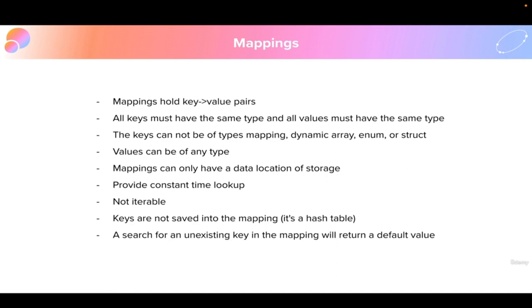The keys of a mapping cannot be of types mapping, dynamic array, enum, or struct, but the values can be of any type. Mappings can only have a data location of storage. This means we cannot declare mappings in memory. The advantage of mappings is that they have constant time lookup, no matter the size.